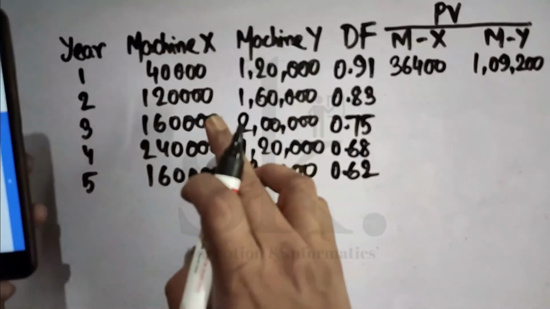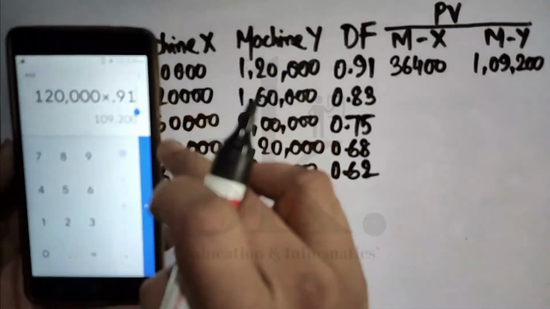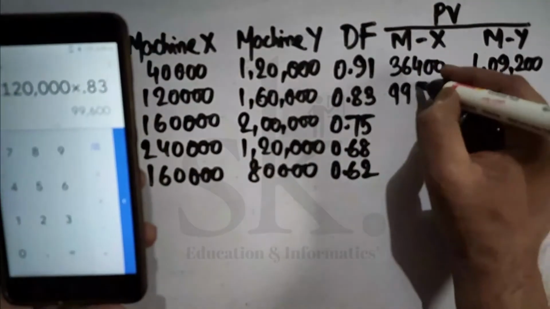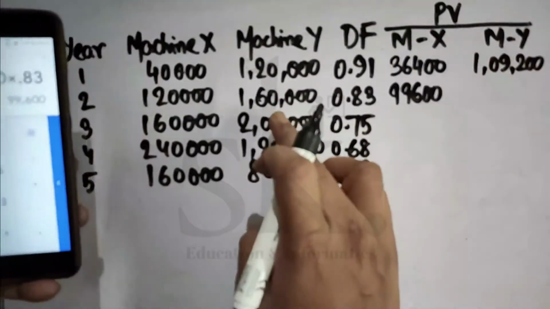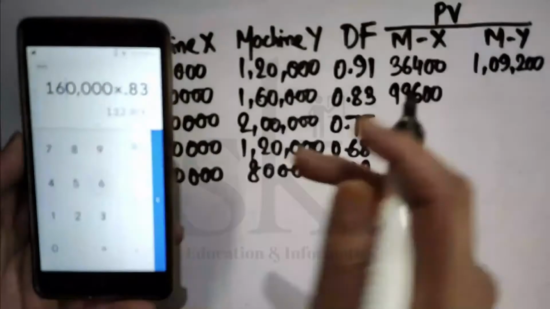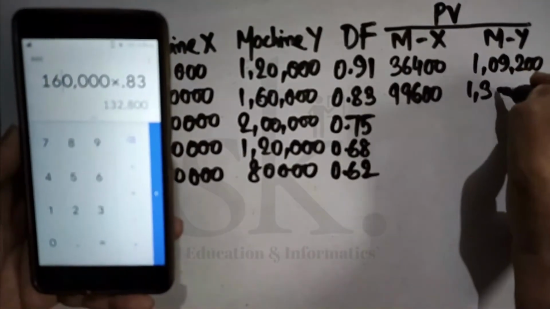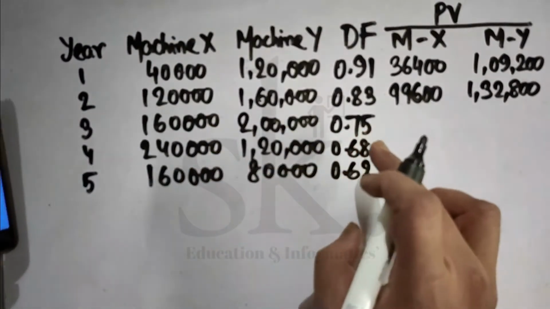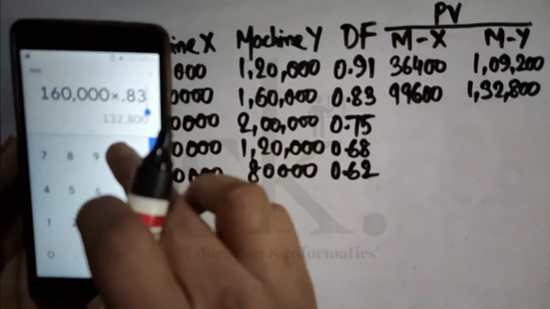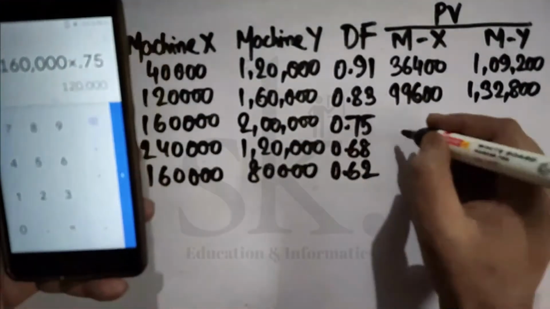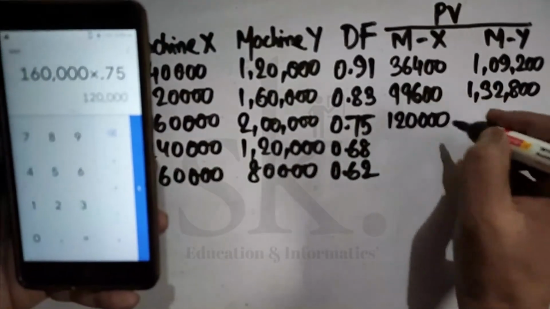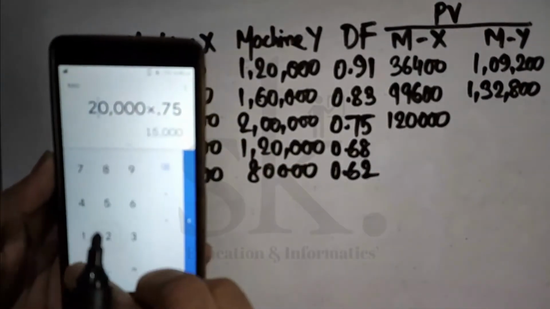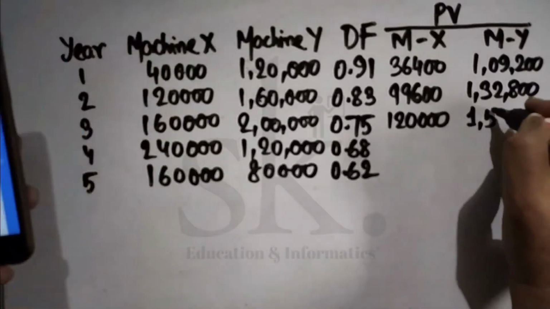For the second year, it's 1,20,000 into 0.83. So 1,20,000 into 0.83 is coming to 99,600. And if I change it to 1,60,000, I'm getting 1,32,800 for machine Y. Next is 1,60,000 into 0.75, which comes to 1,20,000. And this is for 2 lakhs, so I change this amount to 2 lakhs, and it's coming to 1,50,000.